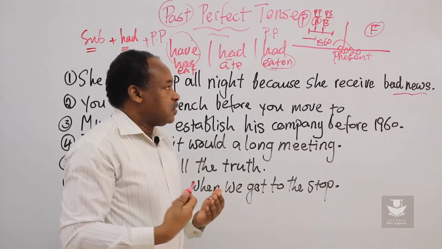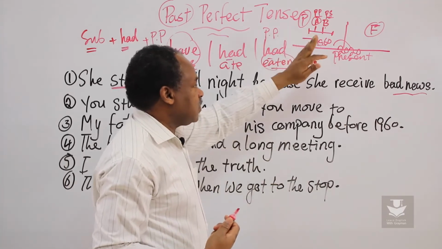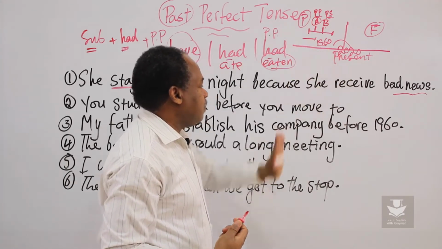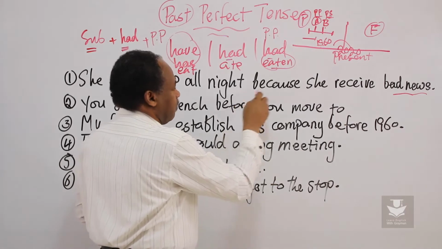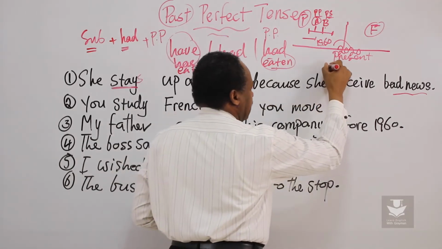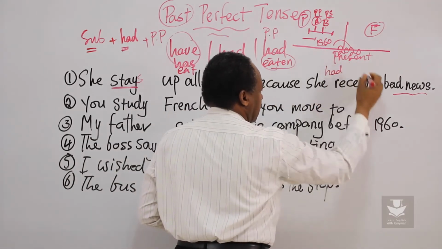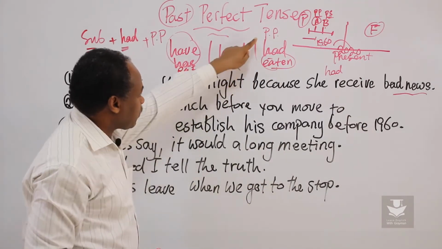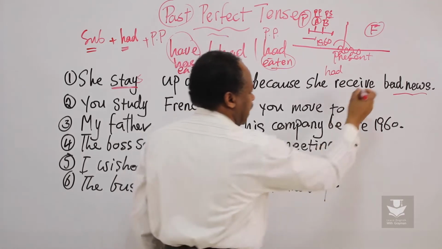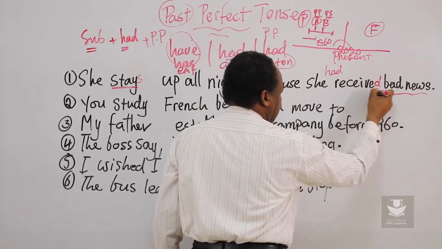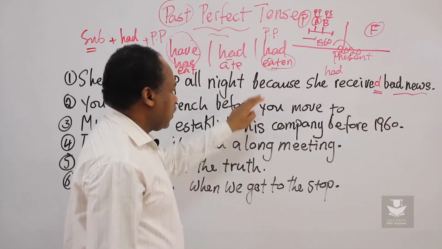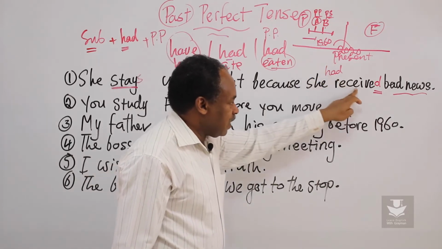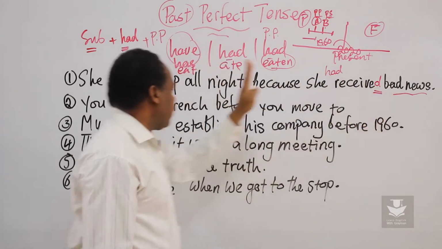She worried, and we say the first action must be in the past perfect. Because she had received, is that correct? No, we need the past participle here. So we have to add D, because this is a regular verb. Because she had received bad news, what happened?